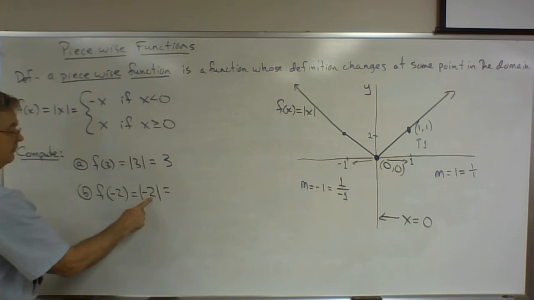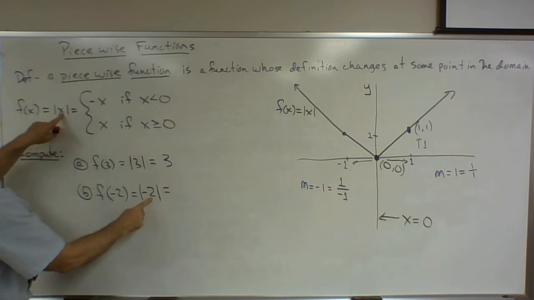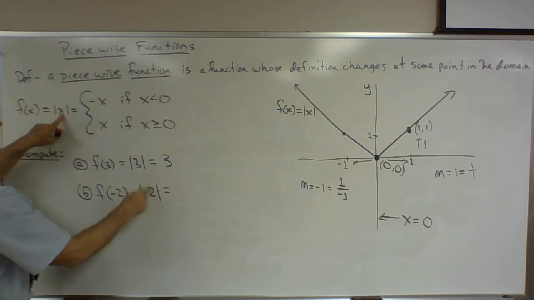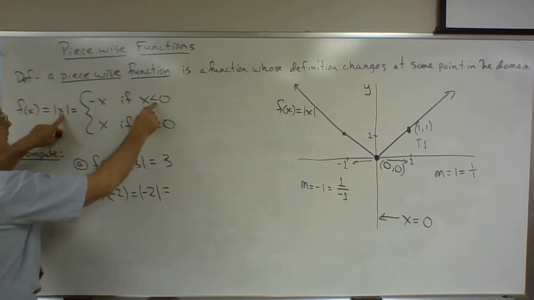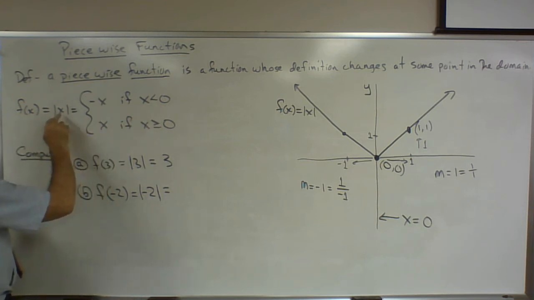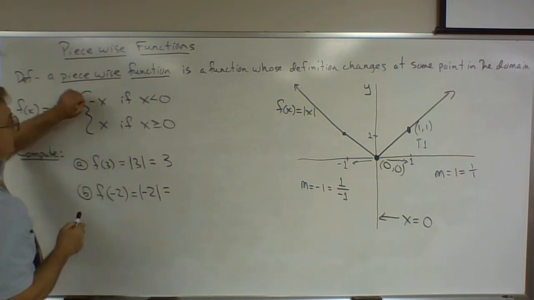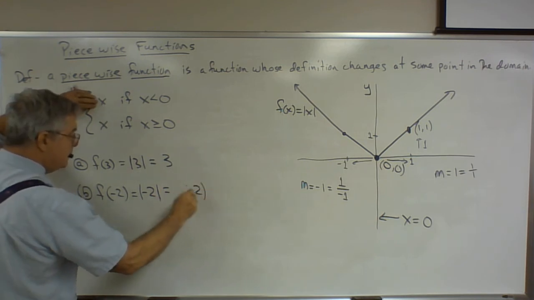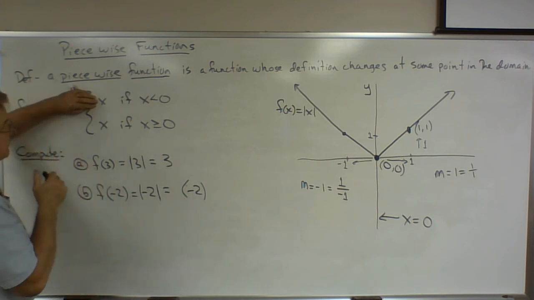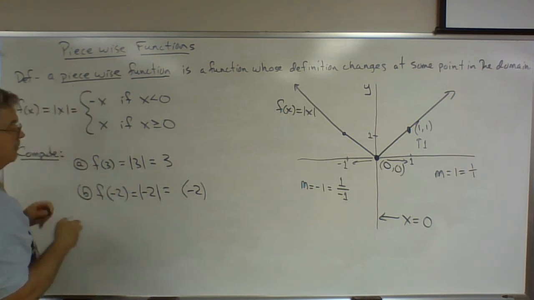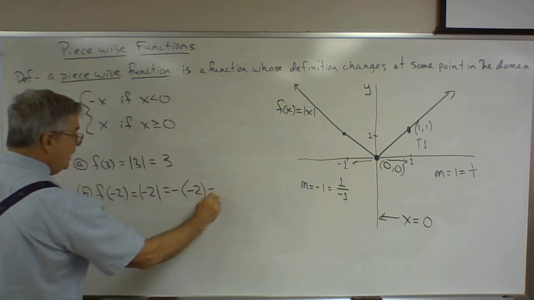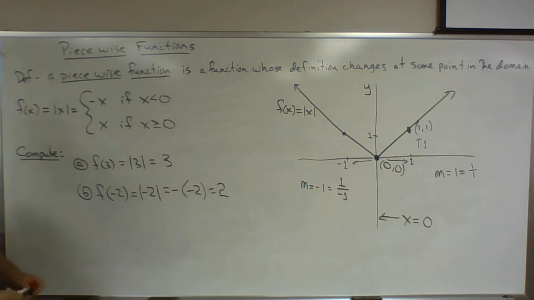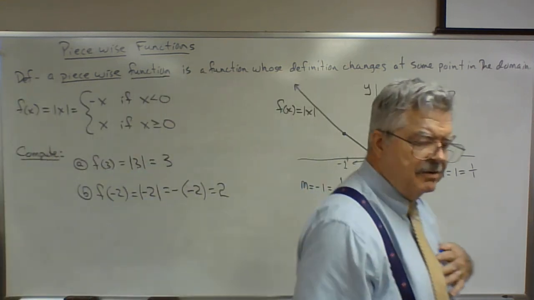Here's our x. It's less than 0. We want the absolute value of x. And this rule for x less than 0 says, if we want the absolute value of x, then we take x, which is -2, we take x, and we multiply it by -1. And we get 2. You see how that worked? Let's do another piecewise function, okay?